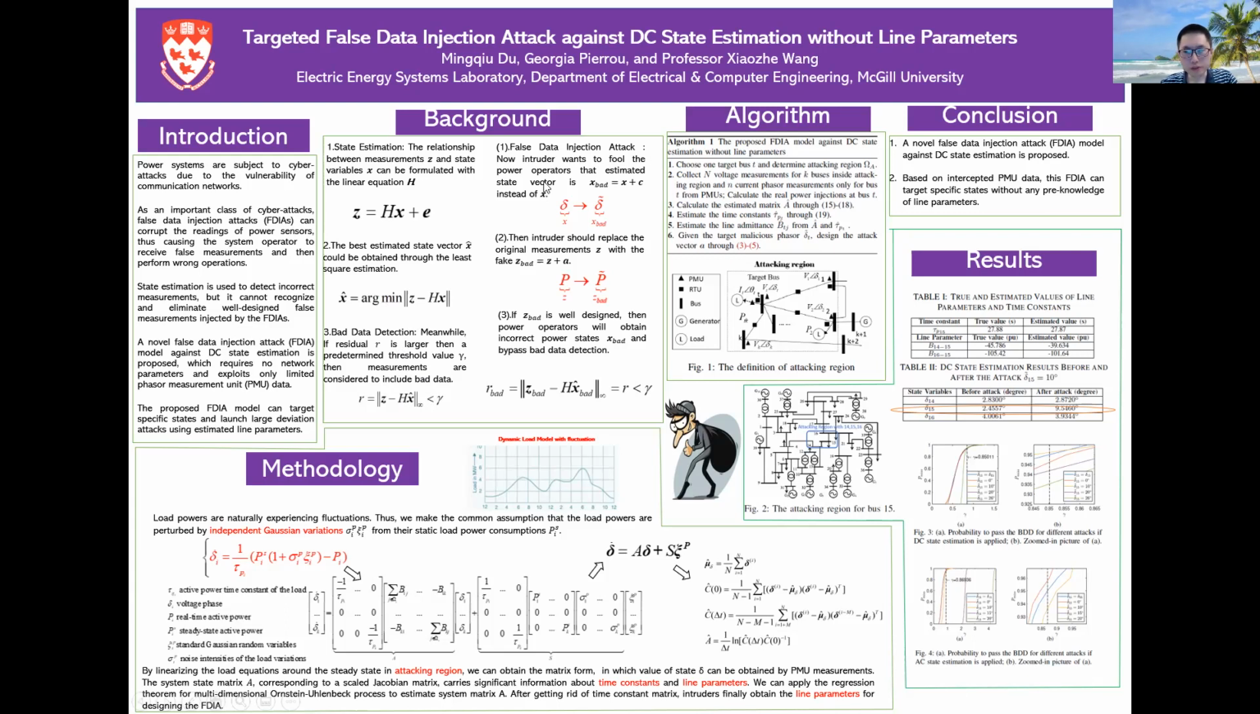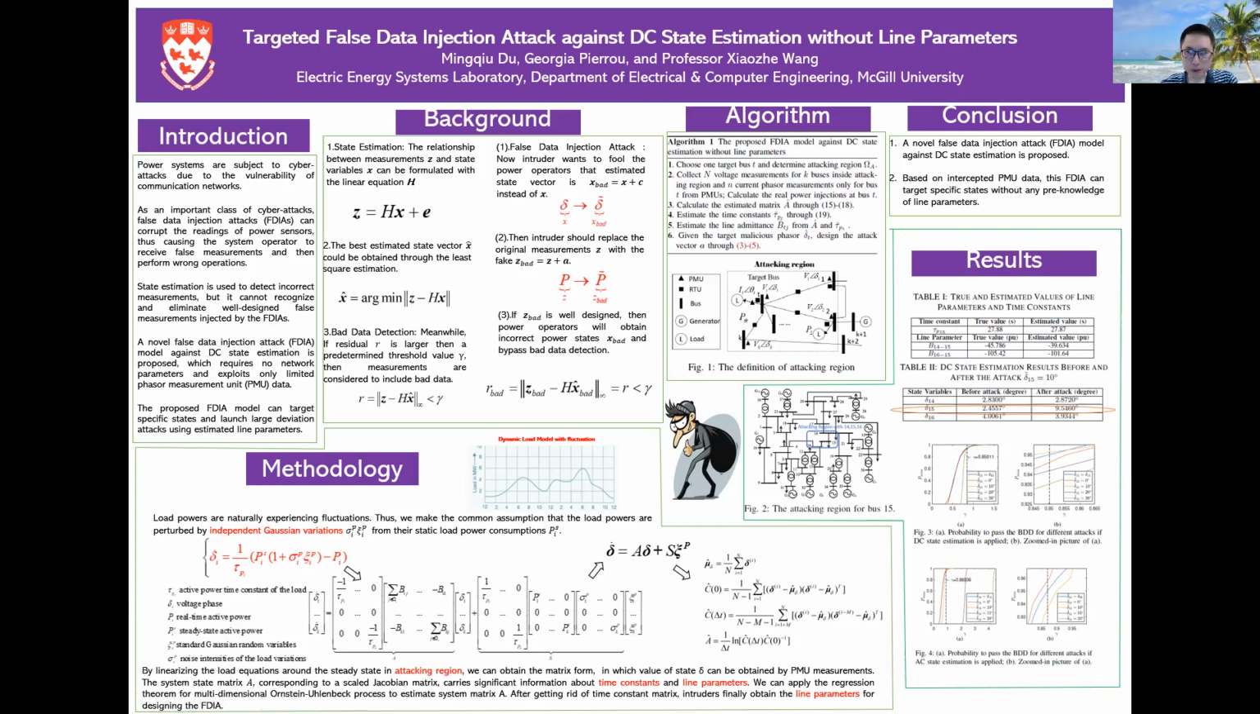So what should we do to launch the false state injection attack? We want to fool the power operators so that the estimated state vector is X-bad instead of X. As the intruder, we should replace the original measurement Z with a fake one, Z-bad, right? So if Z-bad is well designed, then power operators will obtain incorrect power states X-bad, and it can bypass the bad data detection. So we go to the methodology part.